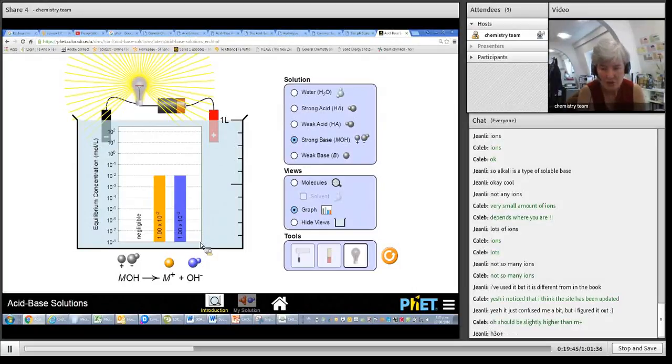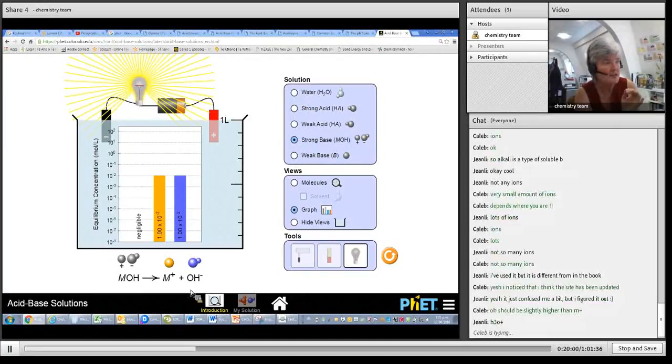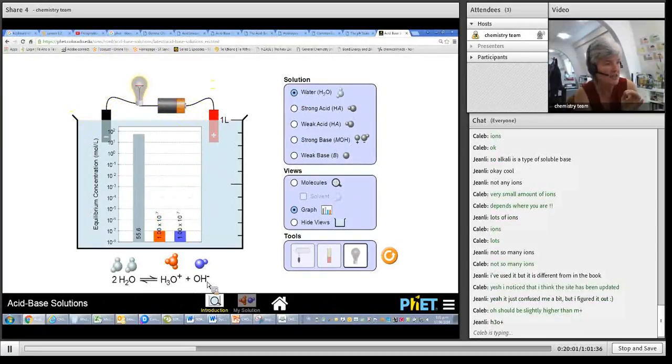The H3O plus. Because of the dissociation of water, you're always going to have these amounts. But you can see it's 1 times 10 to the minus 7. It's not very much at all. So if I go to, where was our strong base?